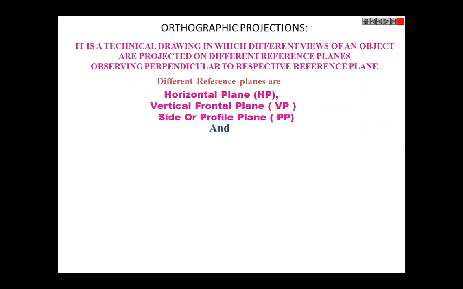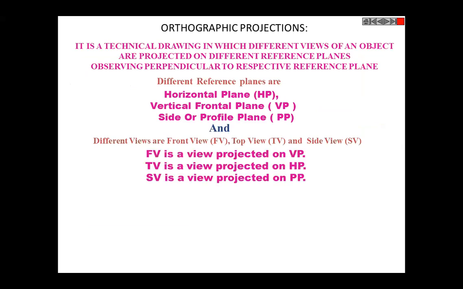So orthographic projection mainly relies on the horizontal plane, which we'll term HP, the vertical frontal plane, that is VP, and the side plane or profile plane, that is PP. Fine. And accordingly we get different views: front view, top view and side view. Front view is always projected on the vertical plane.